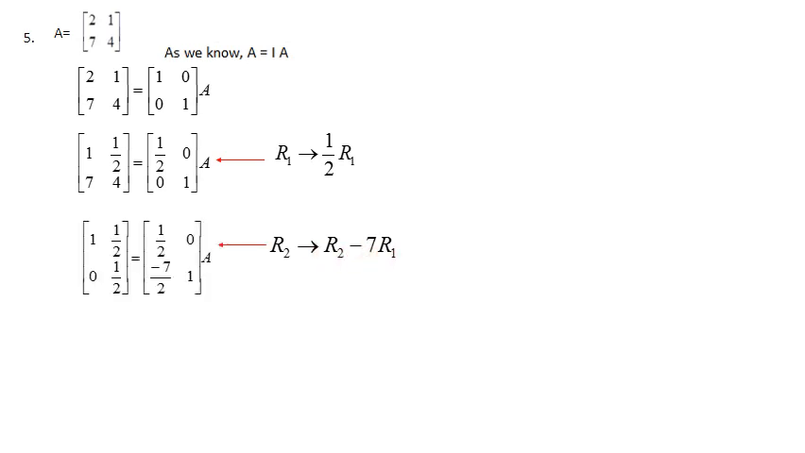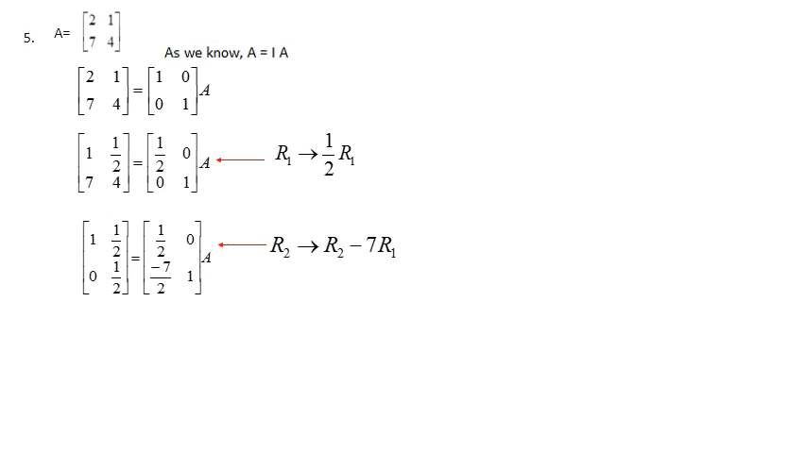When you do this transformation, what do you have to do? The answer, R1 remains same, 1 and 1 by 2, no change. R2, the first element is 7 minus 7 into 1. 7 minus 7 into 1, that is 0. Next, the element is 4. 4 minus 7 into 1 by 2.